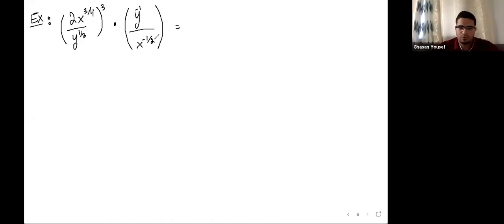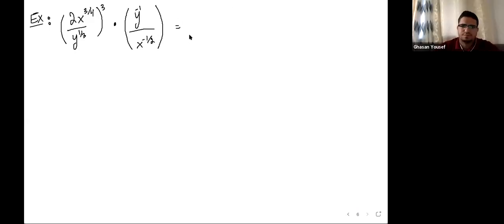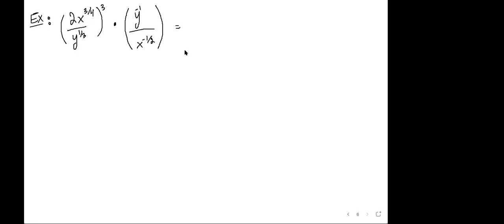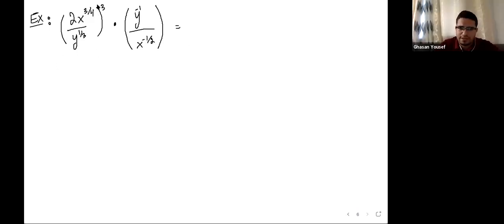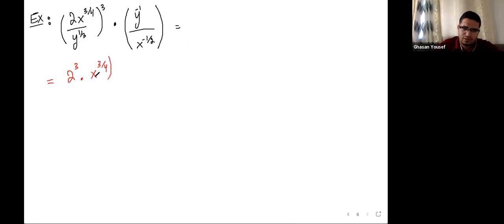Okay. Who will help me do this one? I could try. Yes, go ahead. So first you distribute the 3 to 2 and x to the 3/4. Same thing to the denominator as well. Exactly. So we distribute the power 3 inside the parentheses. So I get 2 to the power 3 times x to the 3/4, everything to the power 3, over y to the 1/3, everything to the power 3.